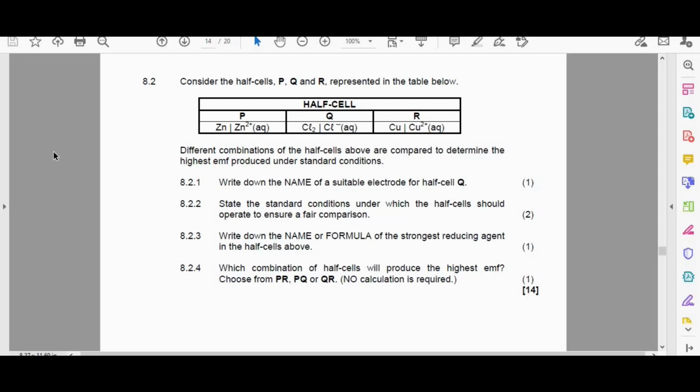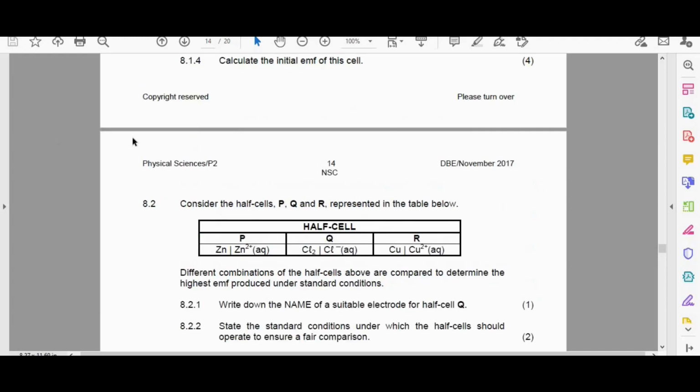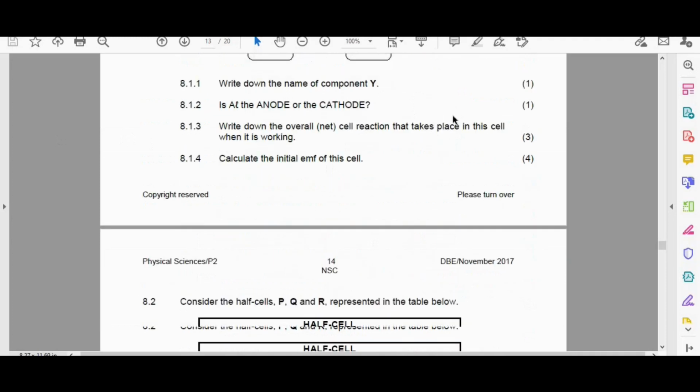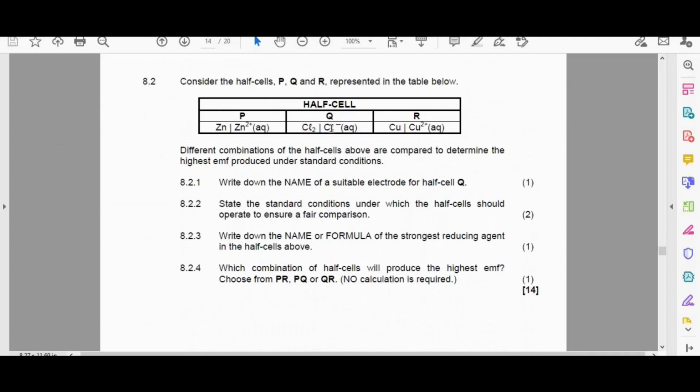We need to write down a suitable electrode. So an electrode would be this, to dip into the half cell. Half cell Q, which is Cl2. I'm just looking on my periodic table. We've got chlorine. This information is available in the textbook. I think I've gone through something like this before, but the suitable electrode in this case would be either a carbon electrode or a platinum electrode.